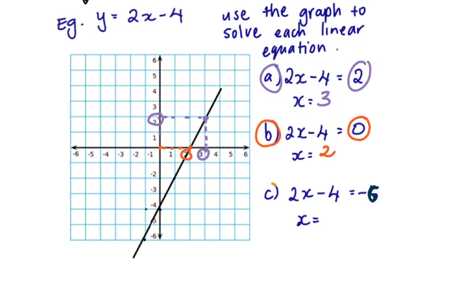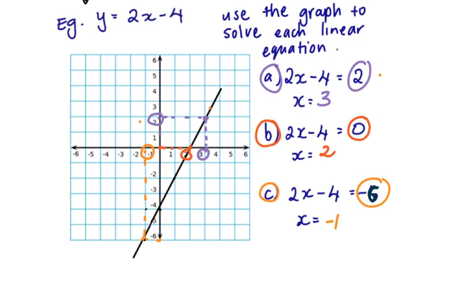And one last one here, 2x minus 4 equals negative 6. So we're going to circle our y value. We're going to find that on our graph. We're going to move across till we meet the linear graph and place a dot. And then we're going to move up the graph to find the x value, which is negative 1. So the first step is to circle the y value. We're then going to locate that on the graph. We're then going to move across to the linear graph to find where it is on that line, and then we're going to find the x value.